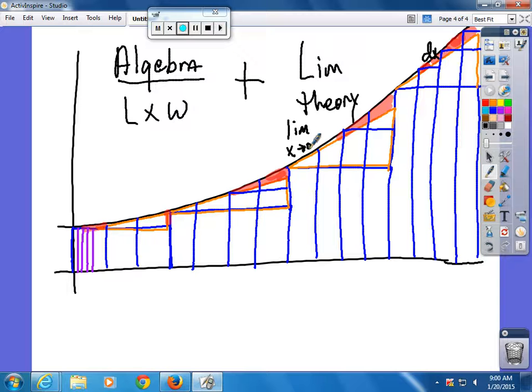Well, the length is going to be whatever your line is, so that's going to be your function. Or, I'm sorry, this is your height. I should say base times height. Your height is going to be whatever the function is, right? But what's the width going to be? dx. Or width, but dx in calculus. So we're changing each one of these blue ones.